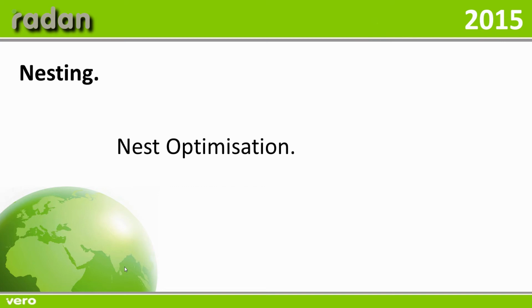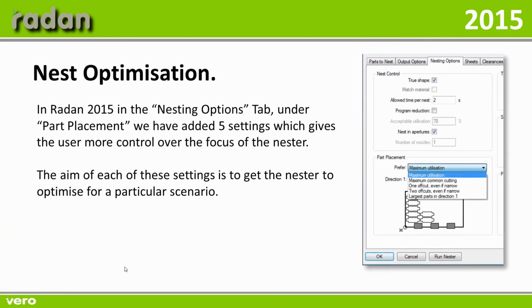Nest optimization. In Radan 2015, in the Nesting Options tab under Part Placement, we have added 5 settings which give the user more control over the focus of the nester. The aim of each of these settings is to get the nester to optimize for a particular scenario.